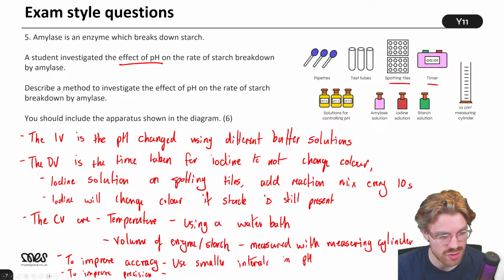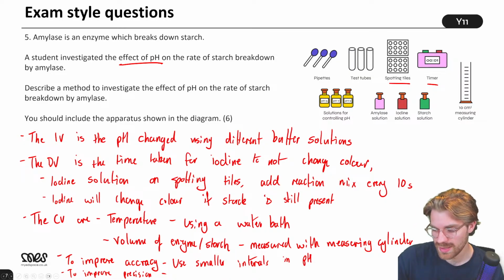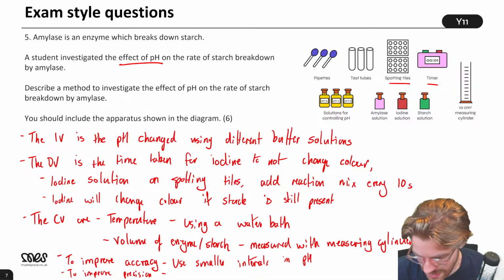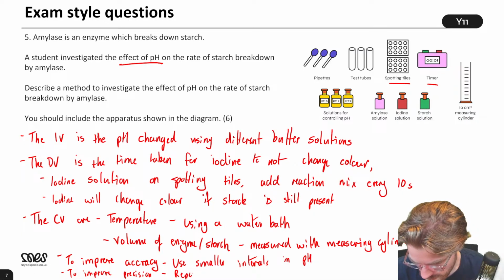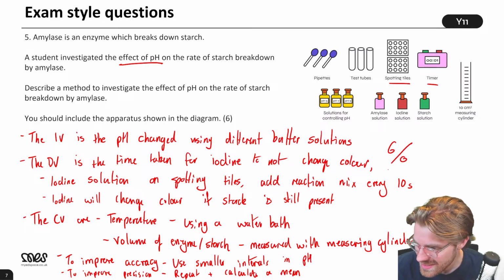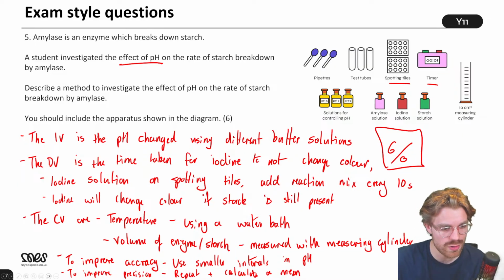And then to improve our precision, running out of space at the bottom, to improve precision, I'm then going to repeat the experiment, and then I'm going to calculate a mean. Repeat and calculate a mean. And there we have it. 6 out of 6. 6 marks for your exam.